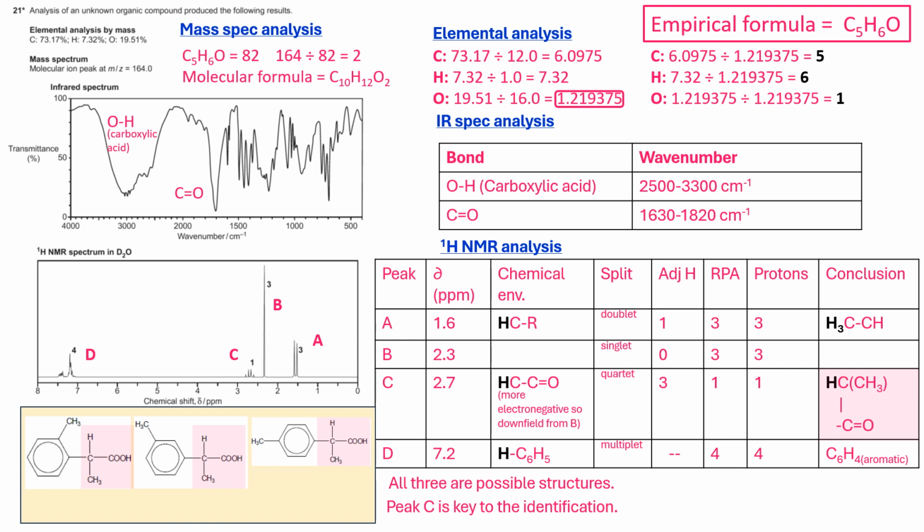Now you can obviously see there's a CH3 attached at various points. So peak D will allow us to work out the relative positions of the substituents, so you can move the CH3 around a little bit each time.